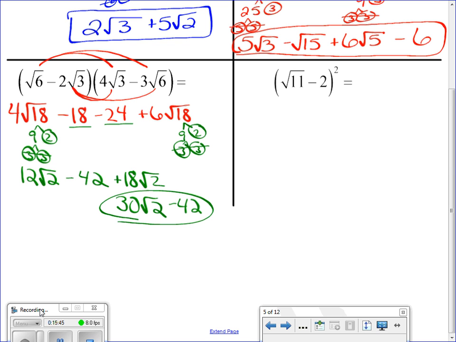All right. I mean, honestly, if you mess up the initial multiplying, you're kind of done from the start. So really take your time, slow yourself down on these, okay, guys? The next one, radical 11 minus 2 squared. What's it mean to square something? Times it by itself. So really, if this whole thing is being squared, it means you're multiplying it by itself.